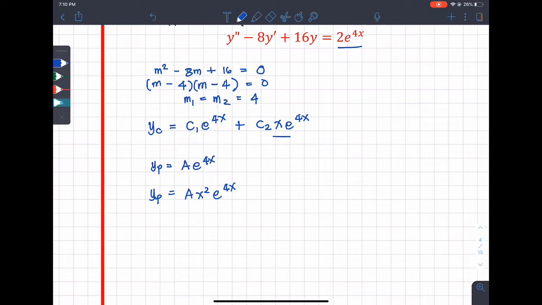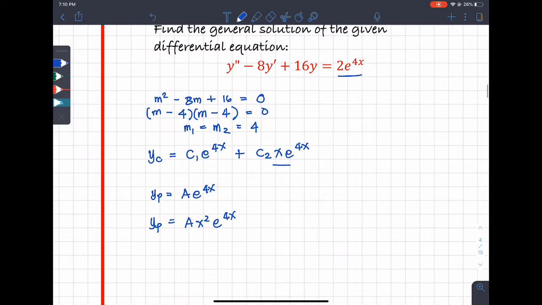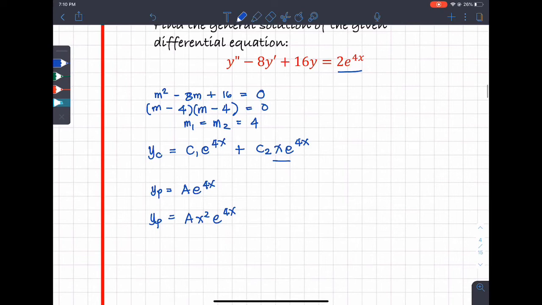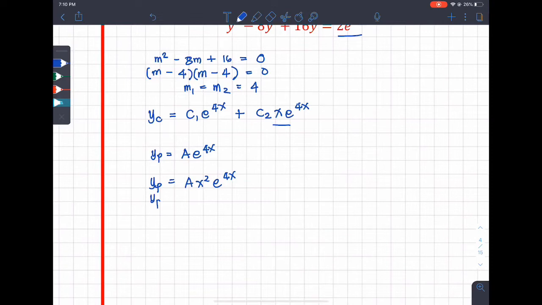Okay, so take note of this: the trial solution should not resemble any of the solutions which belong to our complementary function. So again, to determine the value of a, we will be deriving it two times. Since our equation is a second order differential equation, y_p prime would be using the product rule. So a x squared, and then the derivative of e raised to 4x would be 4 e raised to 4x. Then plus, the derivative of x squared would be 2x, so that would give us 2a x e raised to 4x.